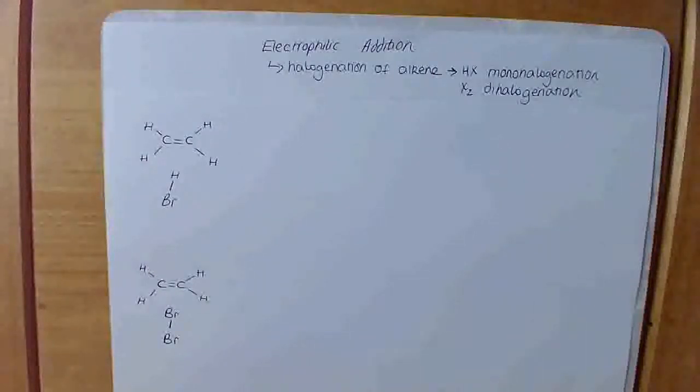Let's have a look at the monohalogenation. For this example, I am going to work through the bromination, but this can also happen if you have hydrogen chloride. So let's have a look at the hydrogen bromide molecule.